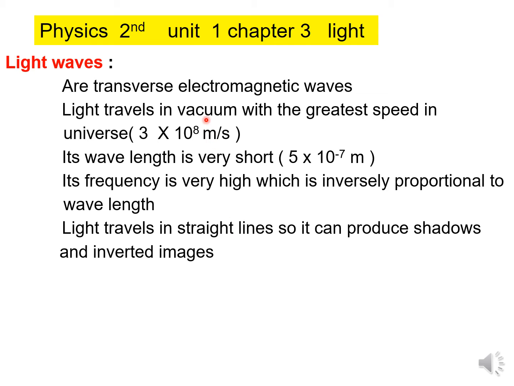The most important point here is that light is transverse electromagnetic waves, and the speed of its traveling is 3 times 10 to the power 8, which is meter per second, and they can travel through vacuum.